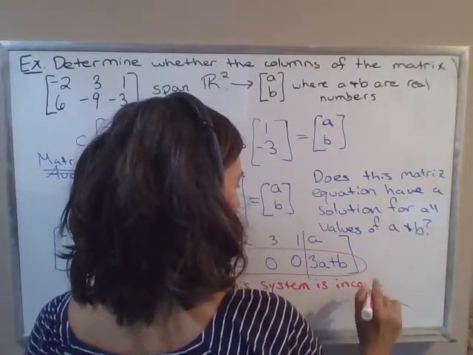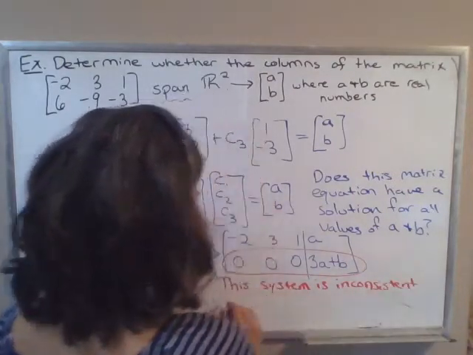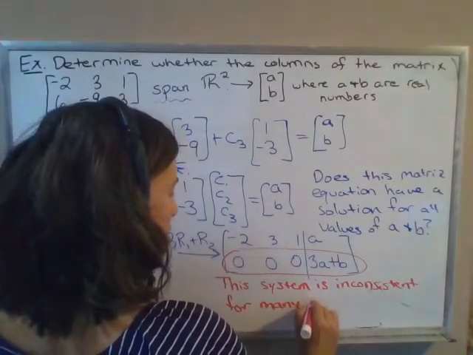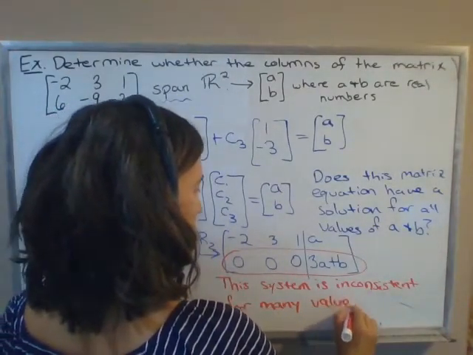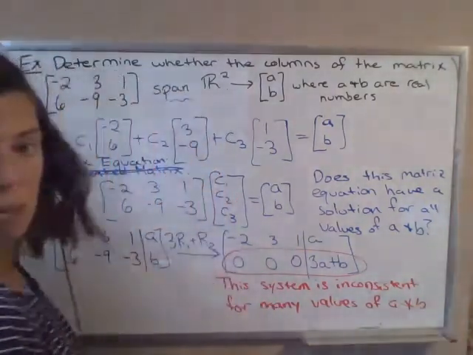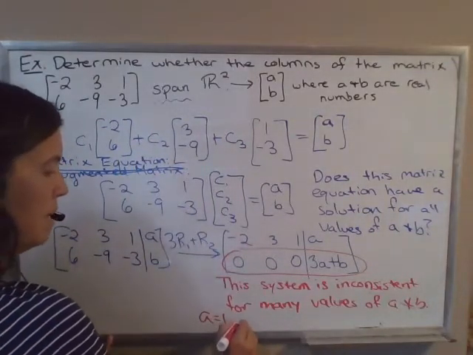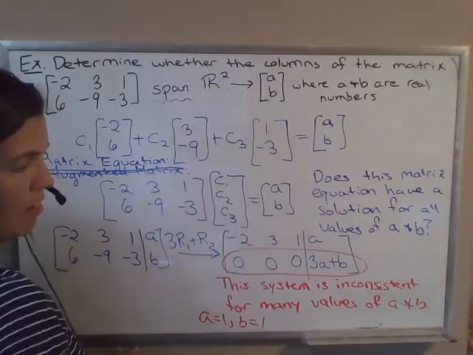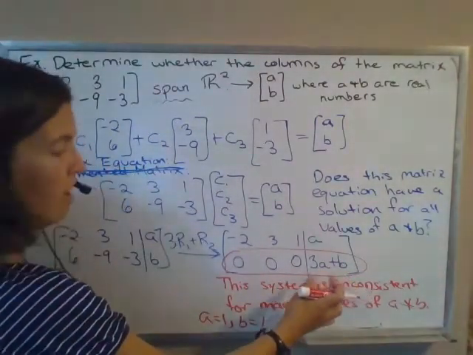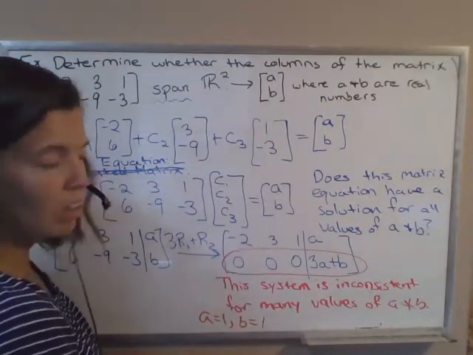for many values of a and b. For example, let's suppose that a is equal to 1 and b is equal to 1. If a and b are both 1, then this entry right here will be 4. And this row 2, the corresponding equation would be 0 equals 4. So an inconsistent system.